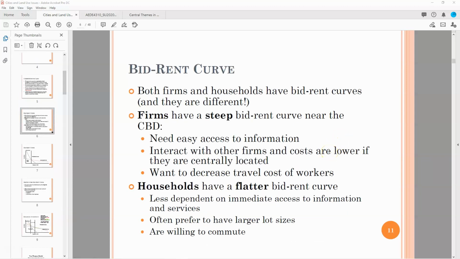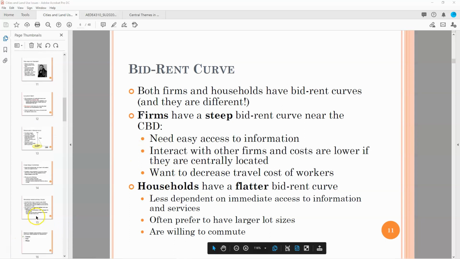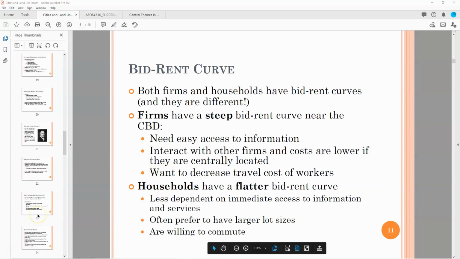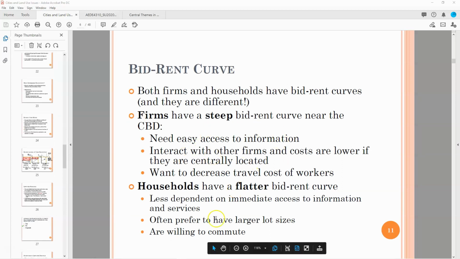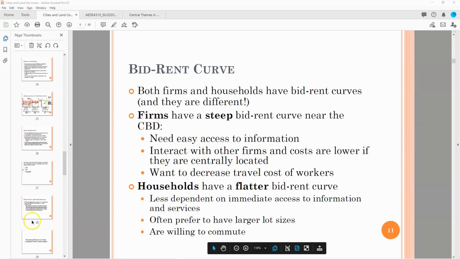And my question is, who remains in the CBD? The answer is that only firms can remain in the CBD because they can get easy access to information, and they can interact with other firms, and the costs are lower if they stay in the CBD. And they also want to decrease the travel costs of their workers, so their willingness to pay for the CBD would be higher than households. That answers our question, and the theory also explains the distribution of firms and households in the city.